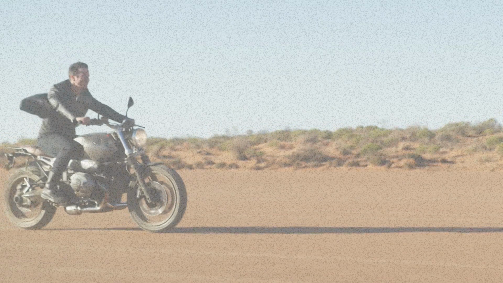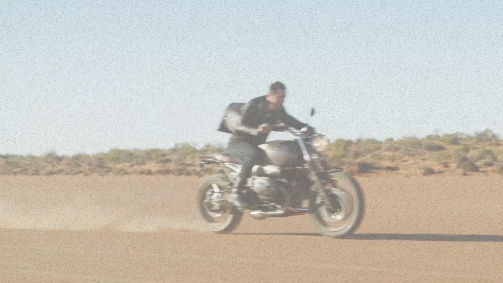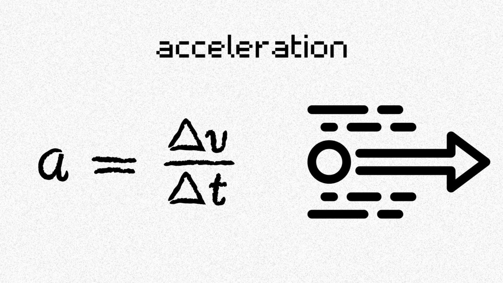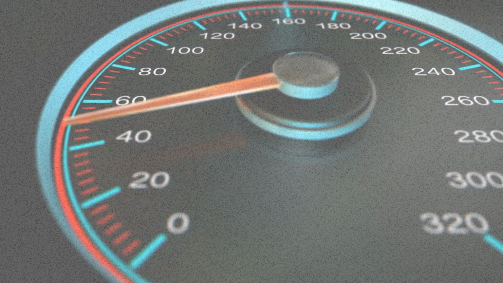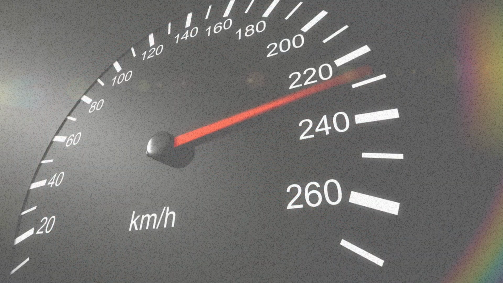The rate of change of velocity with respect to time is called acceleration, and it too is a vector quantity. This means that it has a specified magnitude and direction. When a car is increasing its speed, we call this acceleration, and when it's slowing down, we call it deceleration.